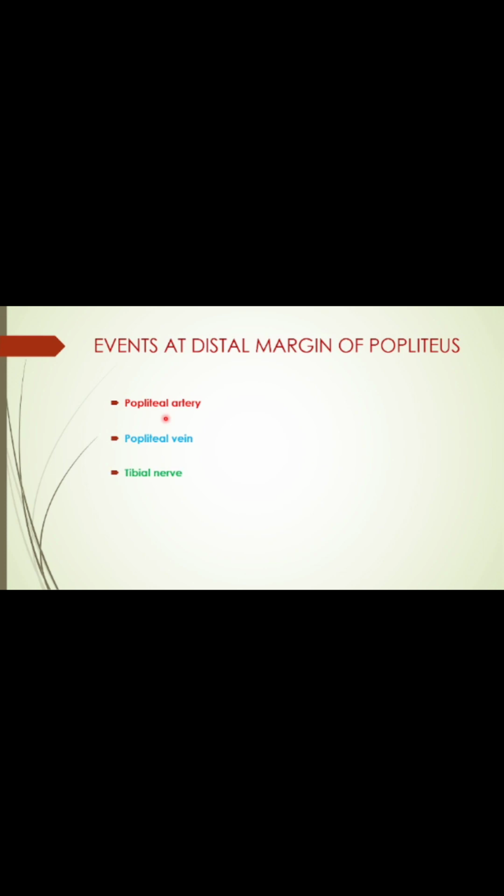And also the nerve to popliteus winds around this distal margin and it enters into the anterior surface of the muscle. Now what is the nerve supply of the popliteus? So it is supplied by the nerve to popliteus, which is a branch from the tibial nerve in the popliteal fossa. And we have already seen that the nerve to popliteus winds around the distal margin of popliteus and reaches the anterior aspect of the popliteus. So the supply is through the anterior aspect of the popliteus.